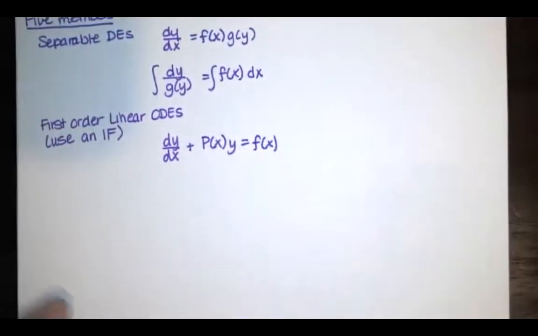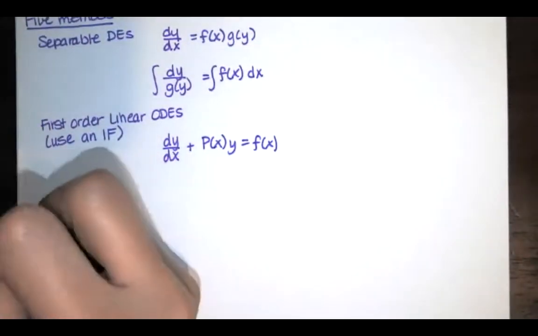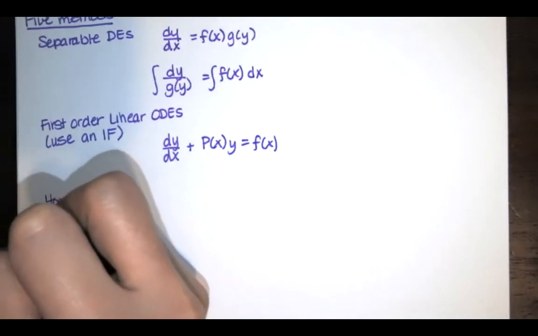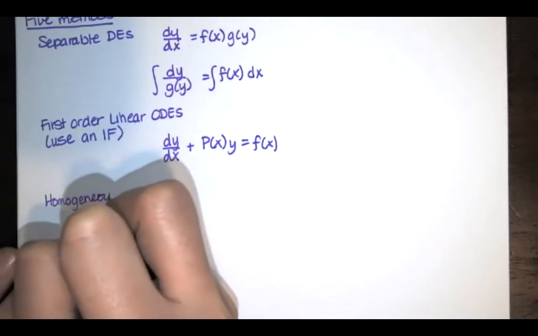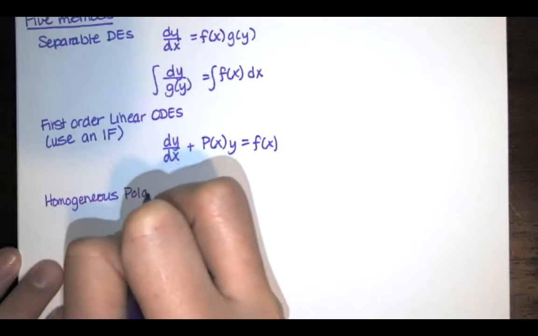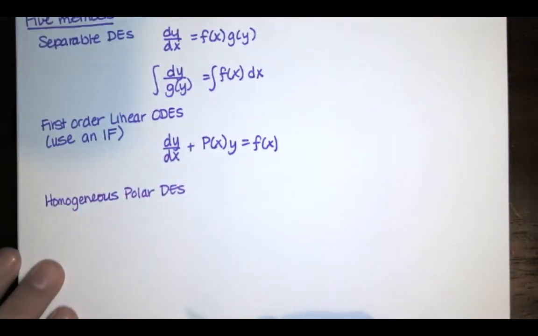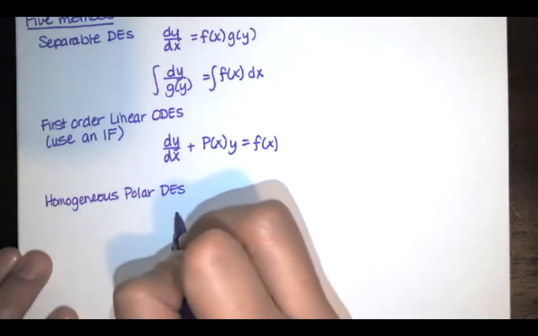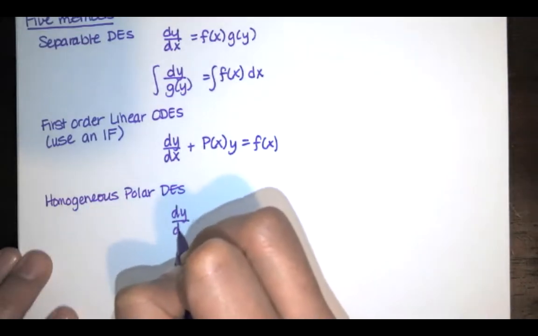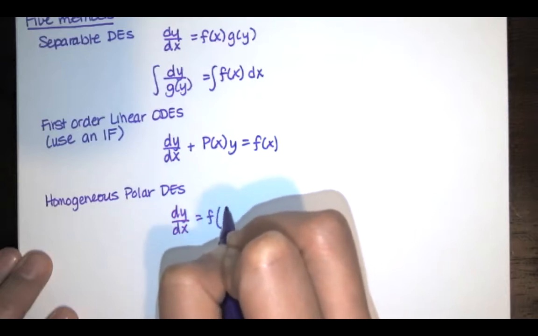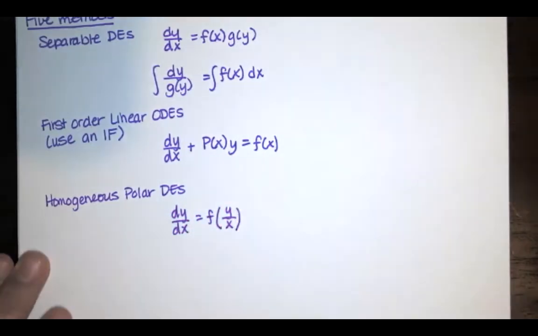After studying these, we studied homogeneous polar differential equations. The homogeneous polar differential equations can be written in a number of different forms. One of the forms is this. This is typically the form that we solve from. If that derivative of y with respect to x can be written as a function of y over x only, then the differential equation is homogeneous polar.